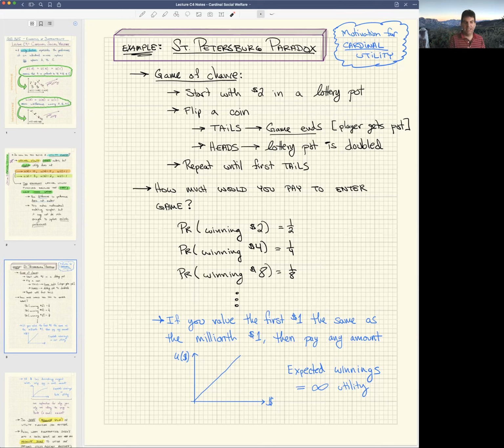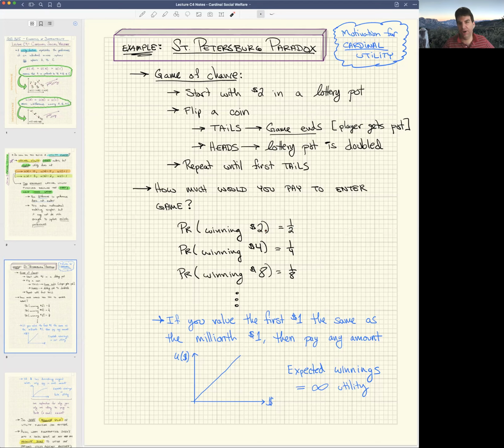The interesting thing about this game is, if you look at the statistics here, half of the time you're going to win $2. And then a quarter of the time you're going to win $4. An eighth of the time you're going to win $8, and so on. So basically a 1 over n chance you're going to win n dollars, where those n's are just powers of 2. And if you calculate the expected reward from this game, it turns out it's infinite.